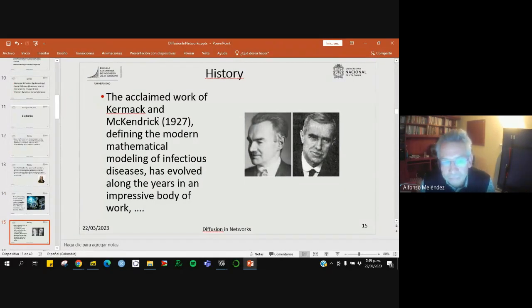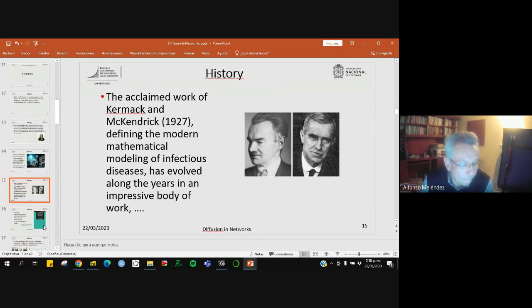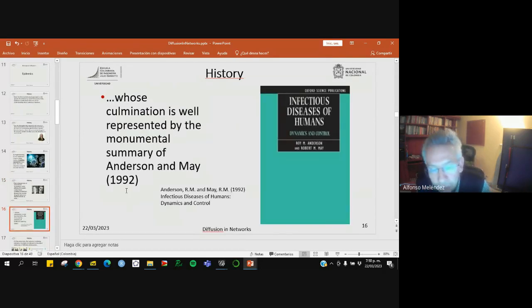Classic work, if you have time, if you are interested in biology, I invite you to read this book, which is in the bibliography on the webpage. It's the classic book where the modern mathematical modeling of infectious diseases began. This 1992 book is the Bible, okay? The Bible of infectious diseases. Anderson and May.